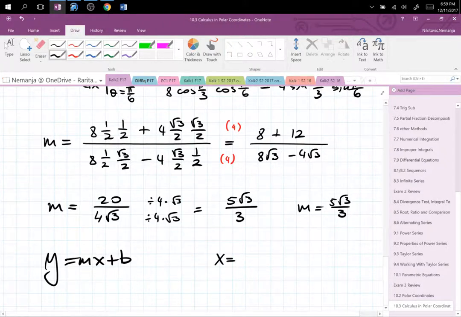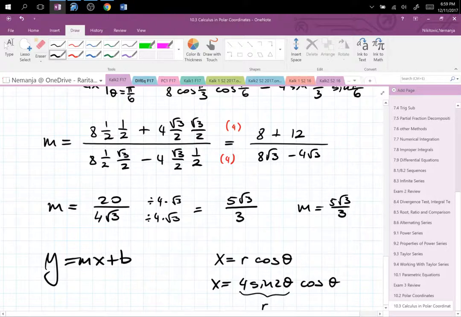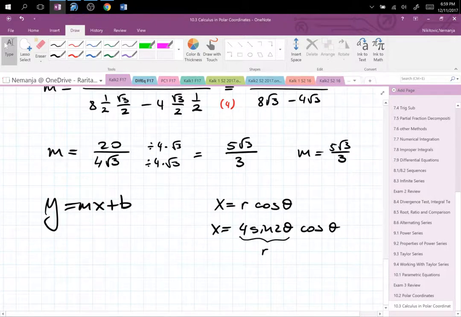Well, x is r cosine theta. So that means x is 4 sine 2 theta cosine theta, right? Because r is given as, so all of this stuff over here is r, because that's given in a formula. And theta is equal to pi over 6. Yes, we all agreed, right? So you found your x.